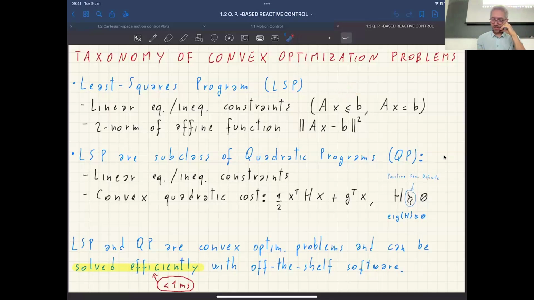And the cost function must take this form. So it must be the squared norm of a linear function. So inside the norm, you have something which is linear. Then you take the norm to the power of 2, and it becomes quadratic, which is exactly the shape we had before when we were doing joint space control.